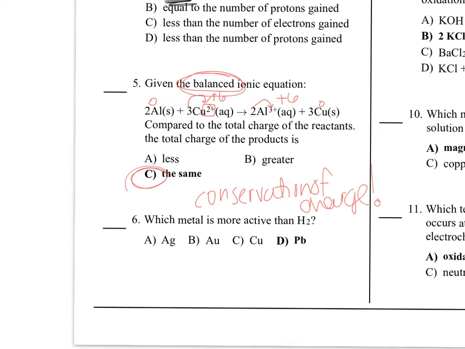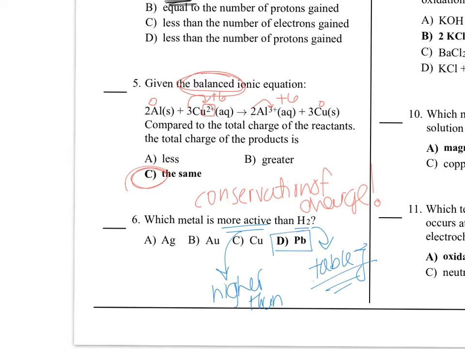All right, which metal is more active than H2? This is a lovely way of asking you to use Table J. Hopefully you all already knew that. So more active means higher than, and then it's implying that we're using Table J, so higher than H2 on Table J. The only one that fits that bill is lead.